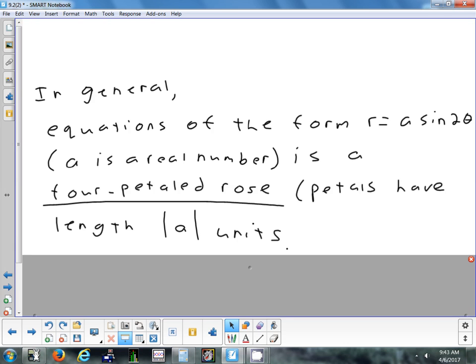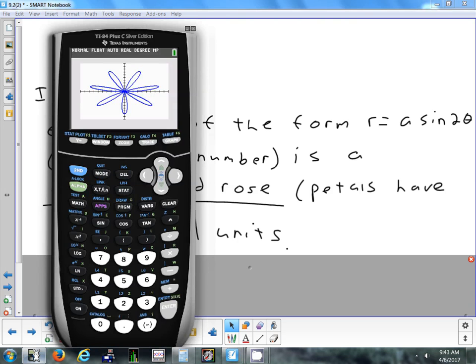Now you could try cosine. What's the difference between sine and cosine again? It's just a shift of 90 degrees, which when you're doing polar corresponds to a rotation of 90 degrees. So if I type, let's look at 4 theta. Notice where the petals are right now. Did I type 4 theta? Oh, I meant to type 2 theta. Let's do 2 theta.